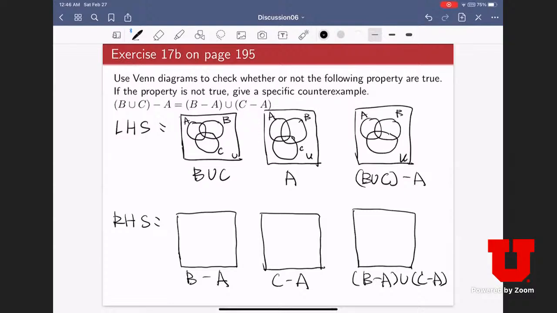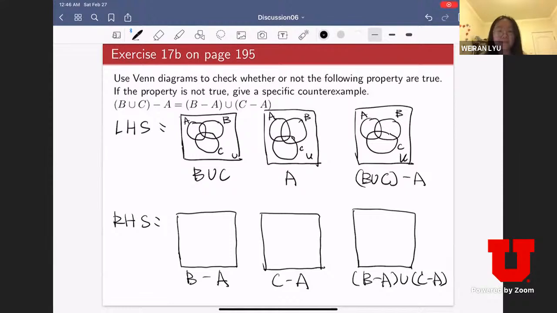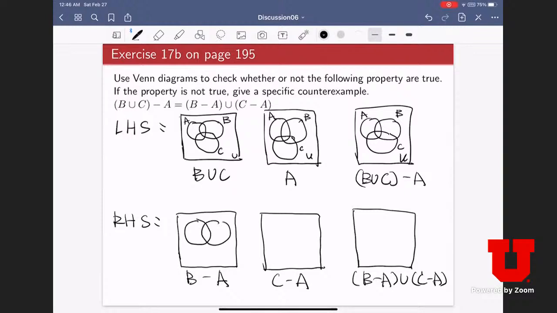So does anybody want to share how to do the first box? How would you draw the first box? Oh, you're talking about the right-hand side? The left-hand side. For B union C, you would just fill in all of C and all of B.